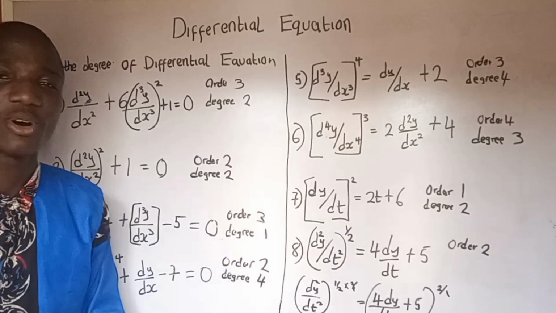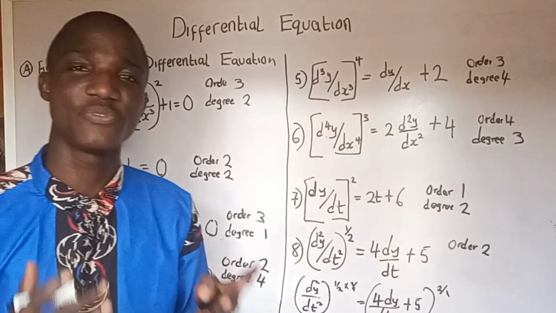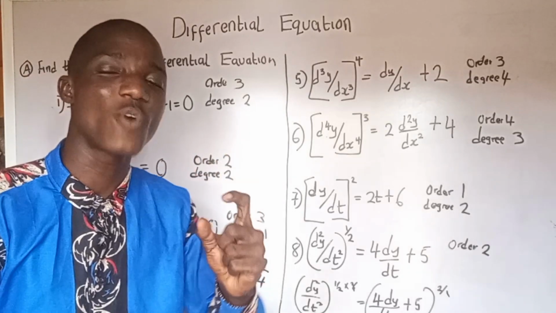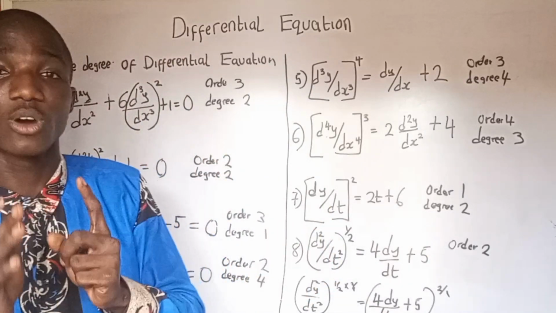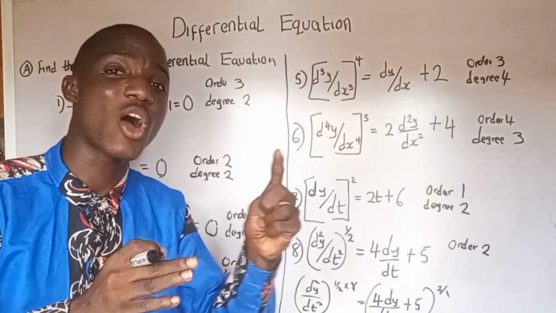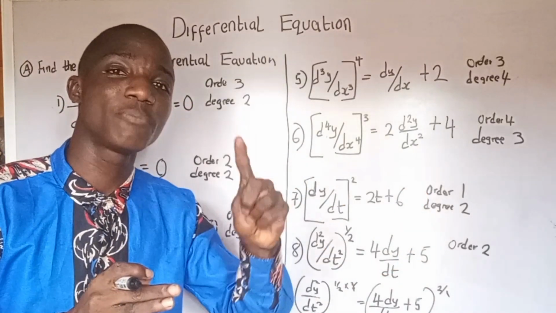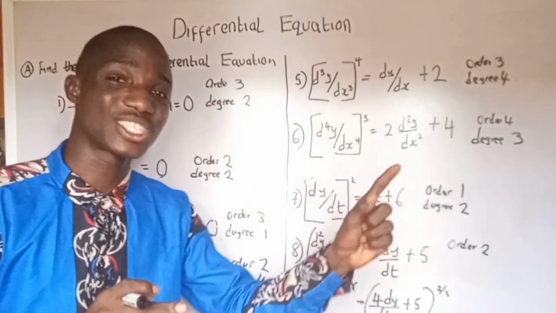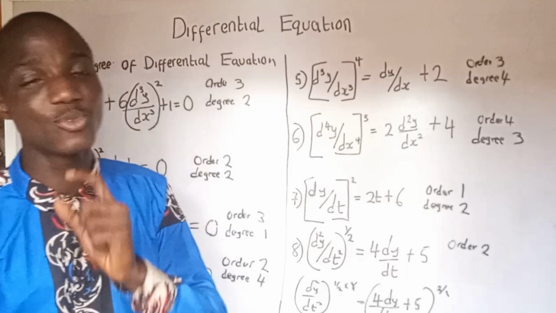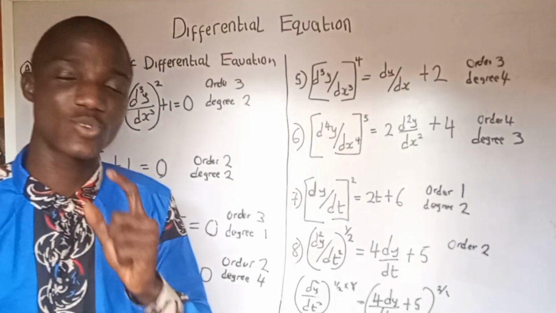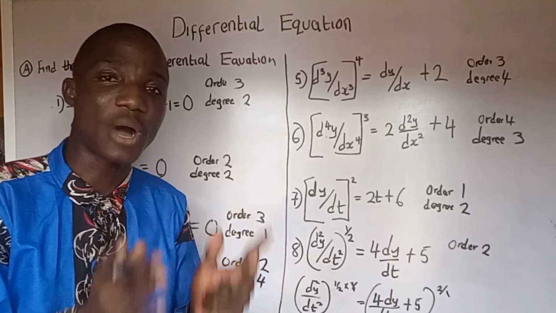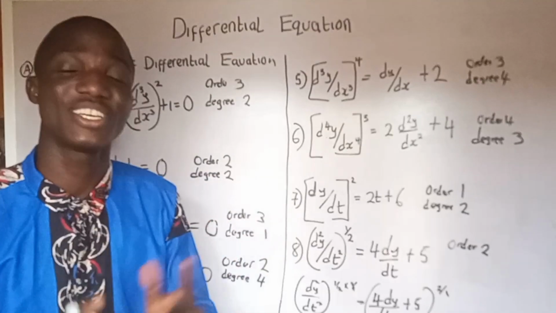So what I'm saying is that when you want to take the degree of a differential equation, you focus on the power of the exponent of the order. And when you want to take the order of a differential equation, you focus on the highest derivative, the maximum derivative of the differential equation. That will be the order of the differential equation. But when you want to take the degree, you focus on the exponent of the order. That is the power to which the order of the differential equation is raised.